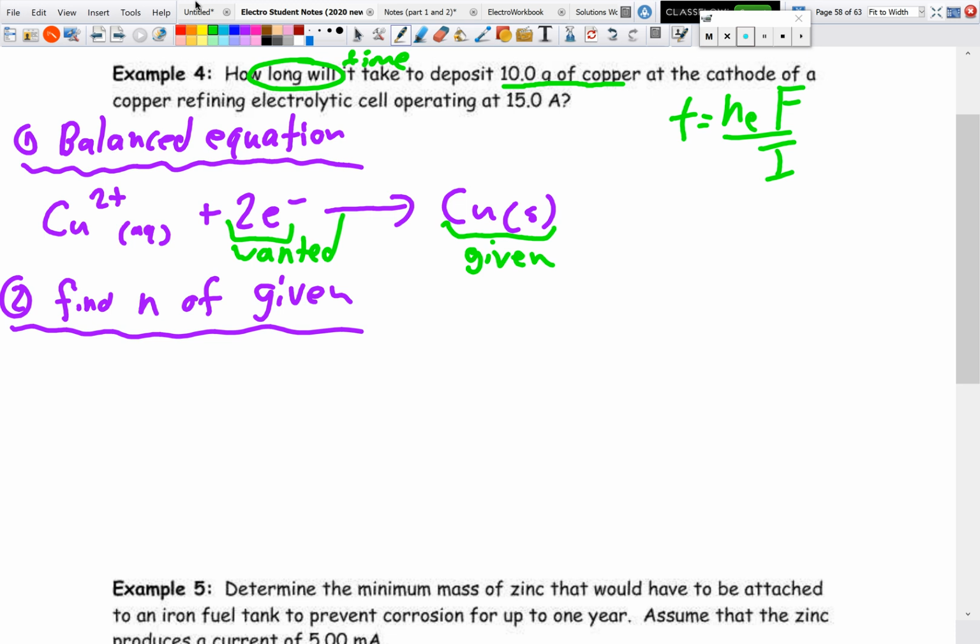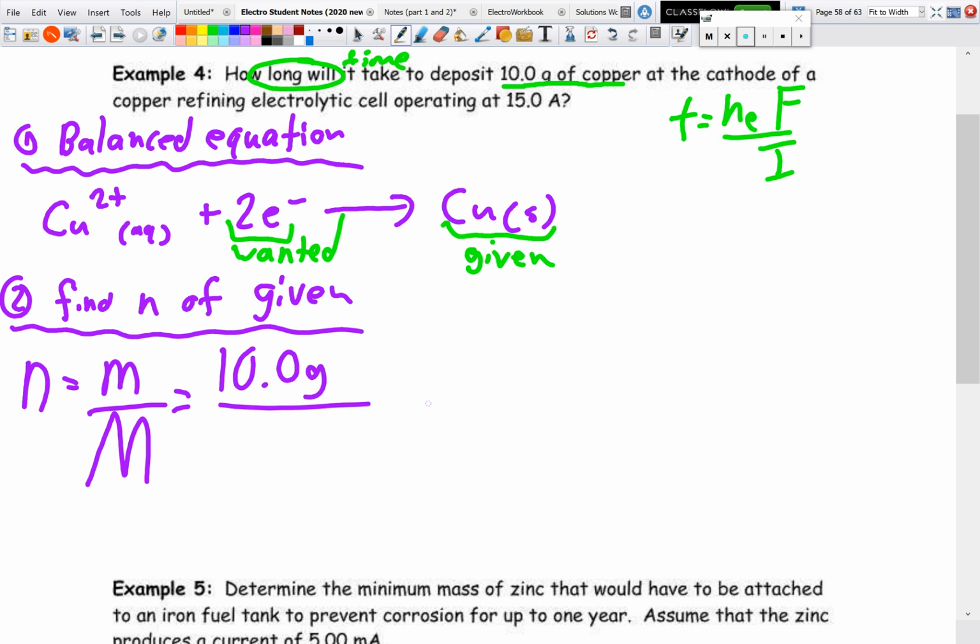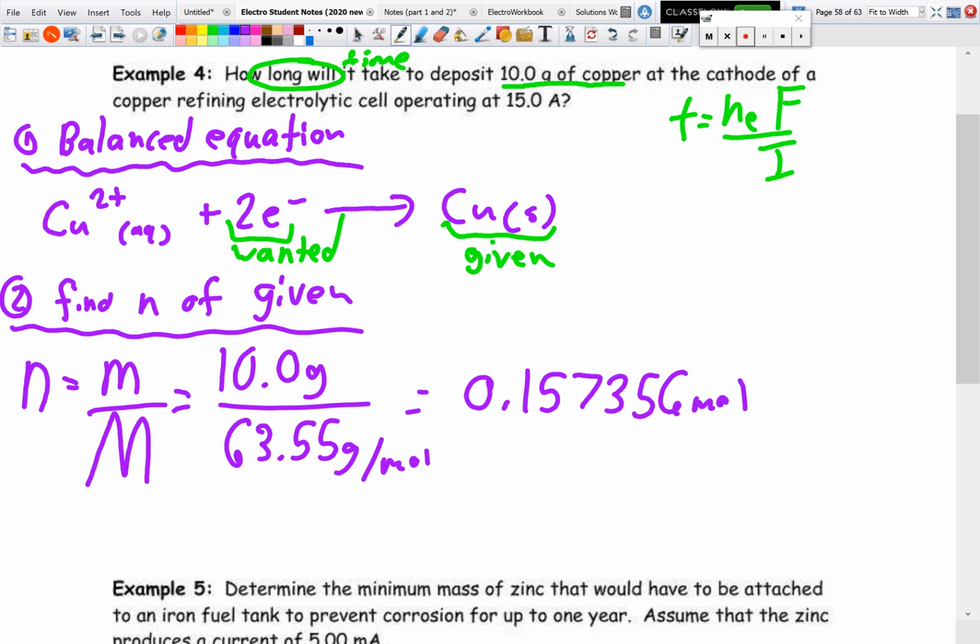So going back to step number 2, finding the number of moles of our given. Because we are given a mass, number of moles is just equal to mass divided by molar mass. So we have 10.0 grams of copper. The molar mass for copper, just find it on the back of your periodic table, is 63.55 grams per mole, and we get an answer of 0.157356 moles.